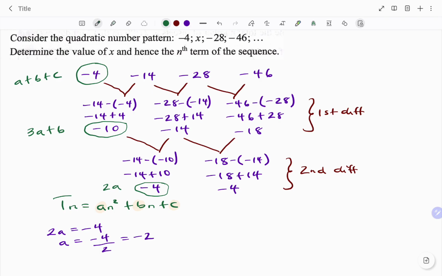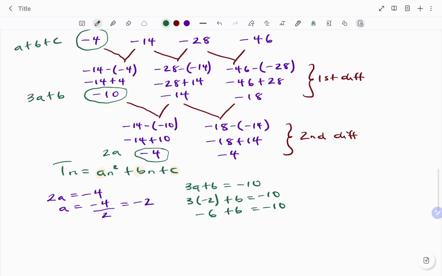b. And to find b, I have that 3a plus b is equal to t2 minus t1, which is the first difference, negative 10. I know the value of a to be negative 2, so I'm going to put that in. Plus b equals negative 10. I have negative 6 plus b equals negative 10. I'm taking my negative 6 to the right hand side. I have b equals negative 10 plus 6. Therefore, the value of b equals negative 4.